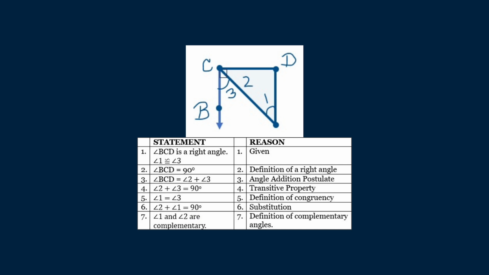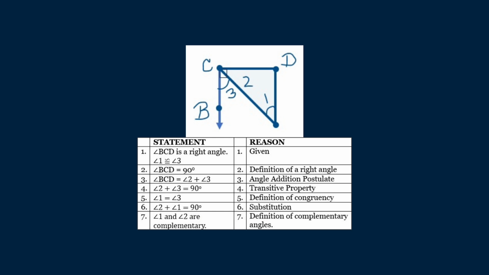So, here's the diagram along with the two-column proof. In this two-column proof, we have to prove that angle 1 and angle 2 are complementary, and they did it as so. They used the definition of a right angle, the angle addition postulate, the definition of congruency, and substitution to mold all of these together and put them in a logical order to make a two-column proof.